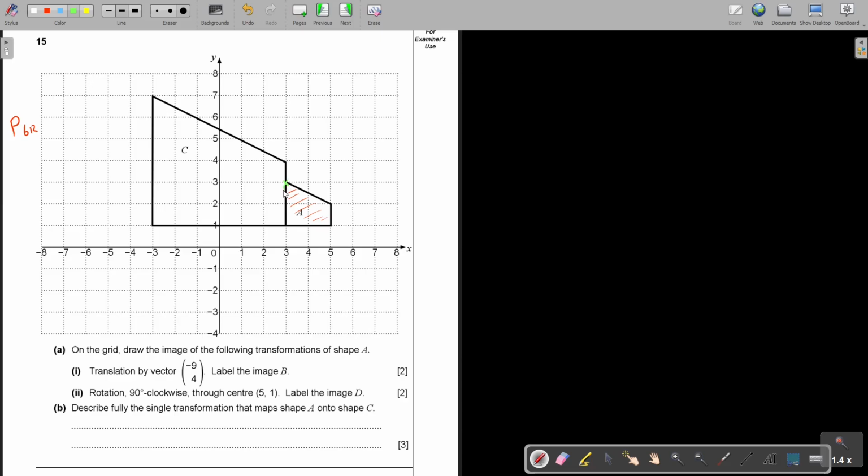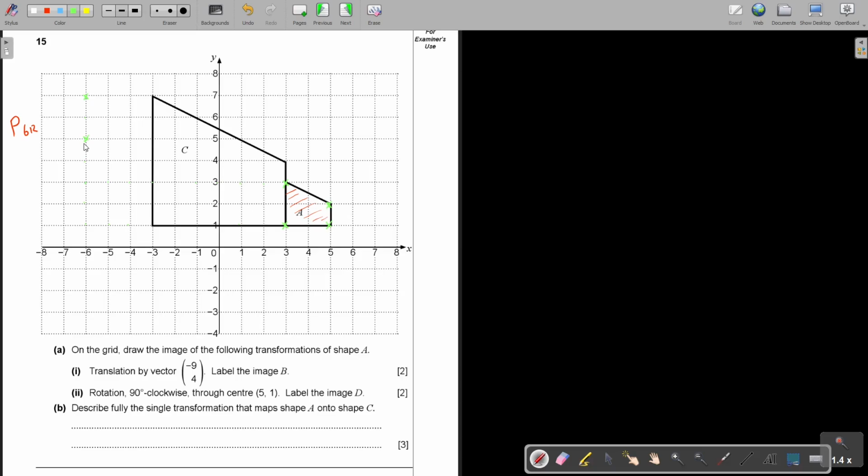Okay, so I'm going to take all these corners and I'm just going to move it -9. So if I count 1, 2, 3, 4, 5, 6, 7, 8, 9 in a negative direction, and then +4, 1, 2, 3, 4, and I make a cross. And I do the same.